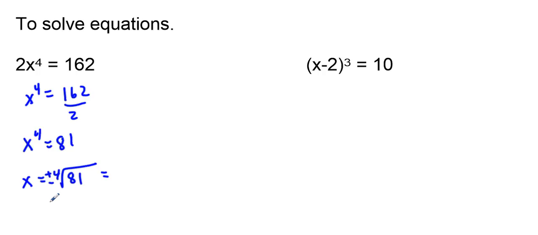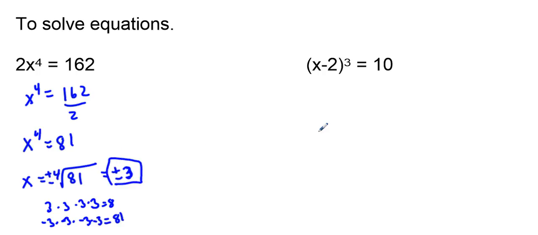Now, what can we do here? Well, I think 3 times 3 times 3 times 3 equals 81. And negative 3 times negative 3 times negative 3 times negative 3 also equals 81. So we're going to have plus or minus 3 as our solution. And there you go. All right, awesome. Let's try another one.